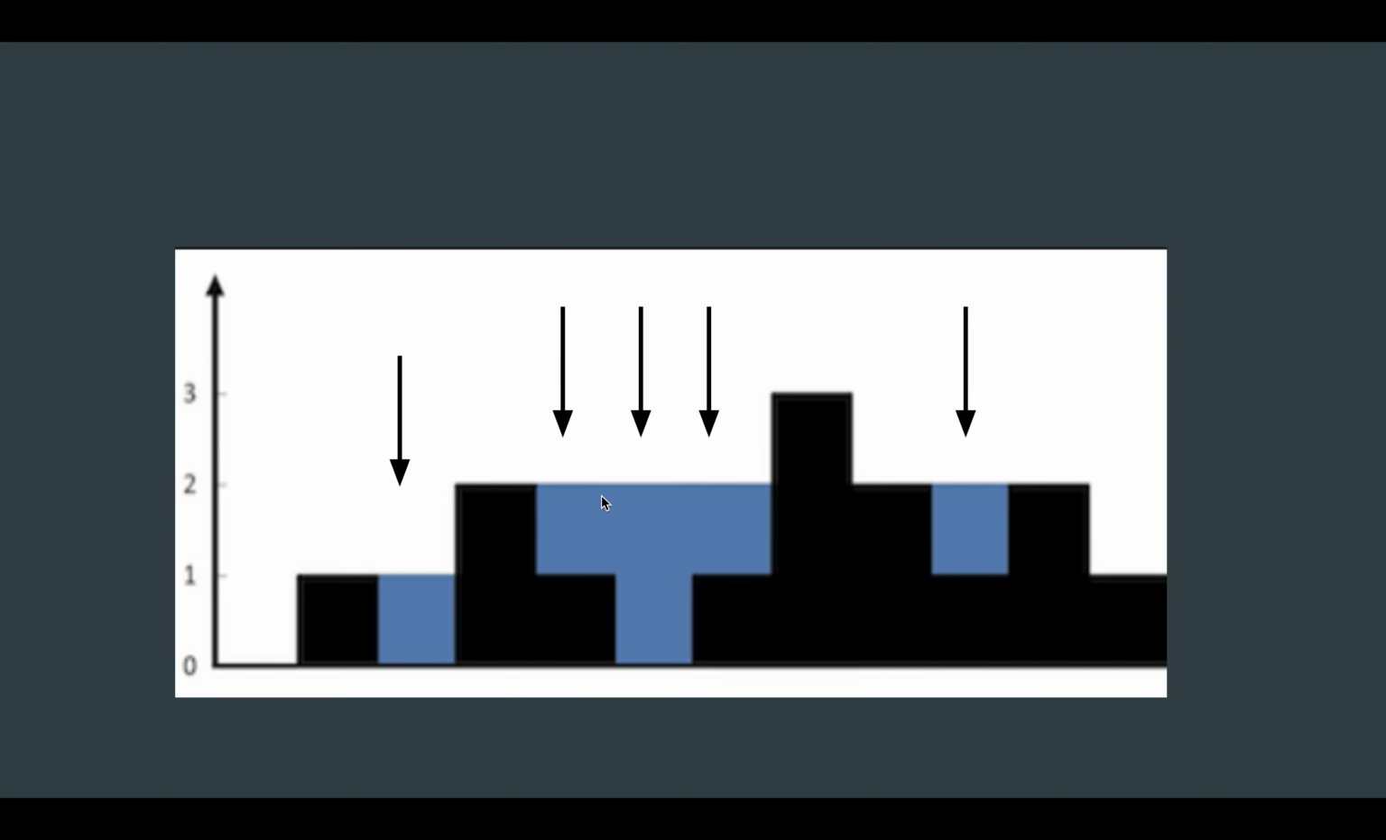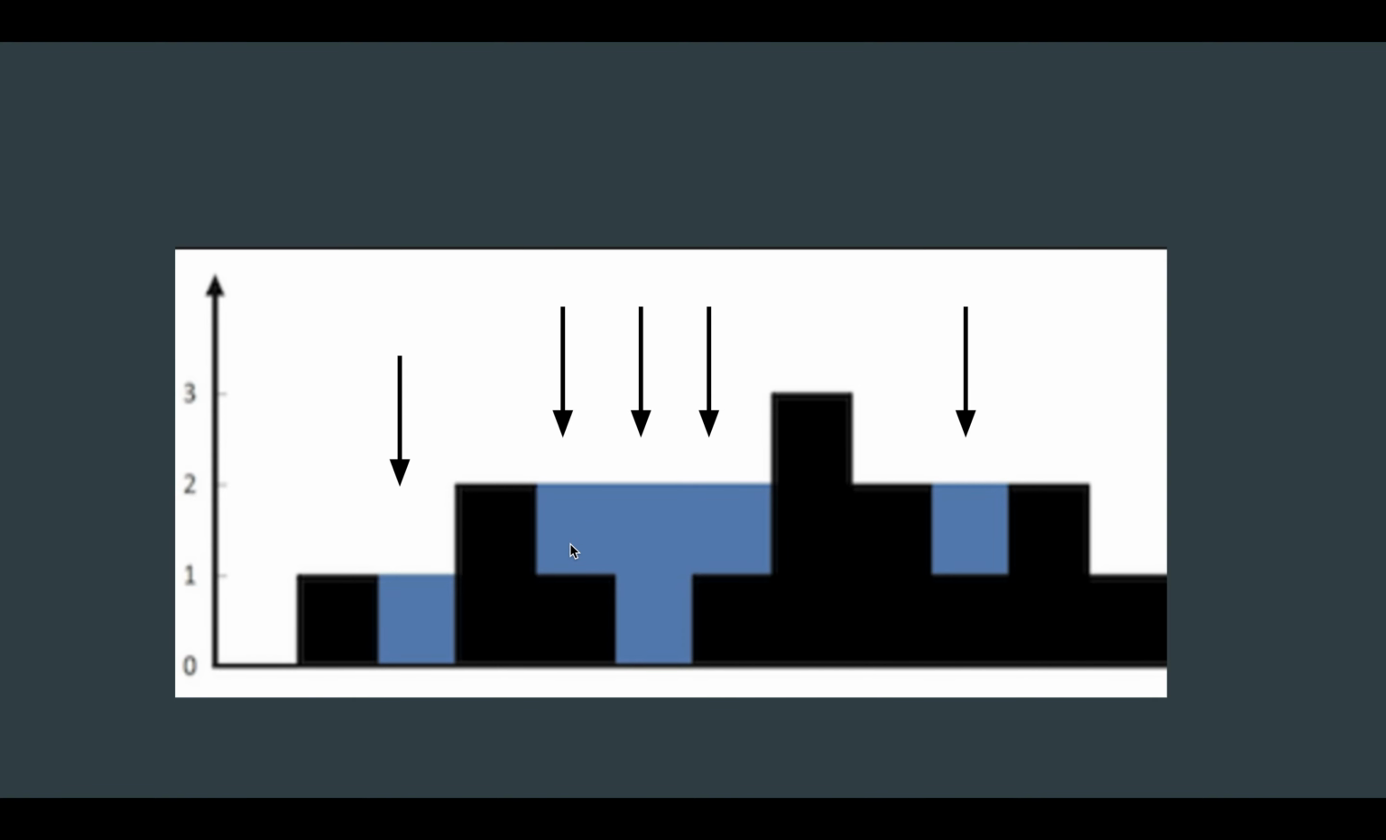Similarly, here the maximum height on the right side of the wall is 3, and the maximum height on the left side of the wall is 2. The height of the wall at index 4 is 1. So the minimum is 2, and 2 minus 1 is 1.